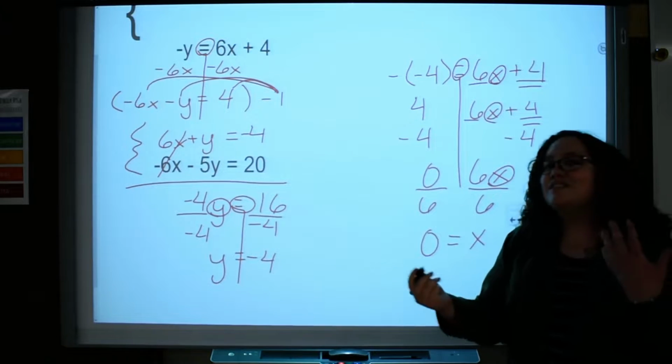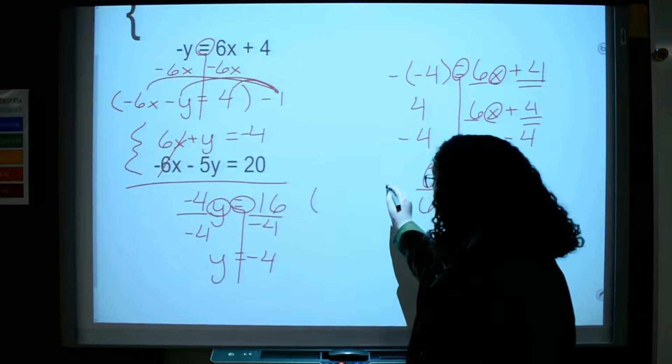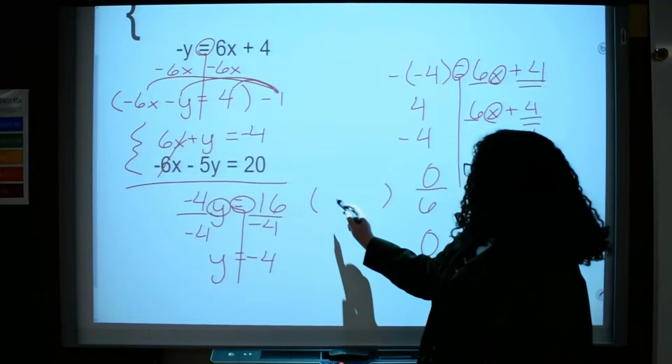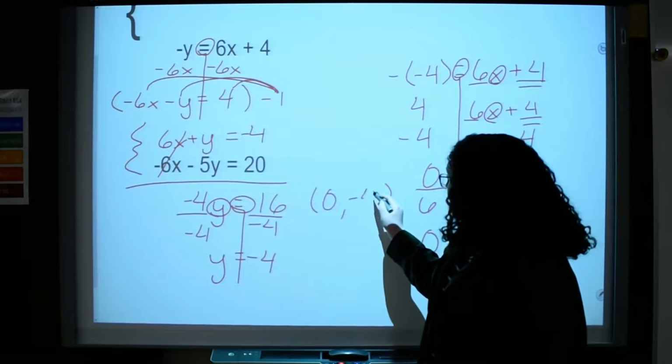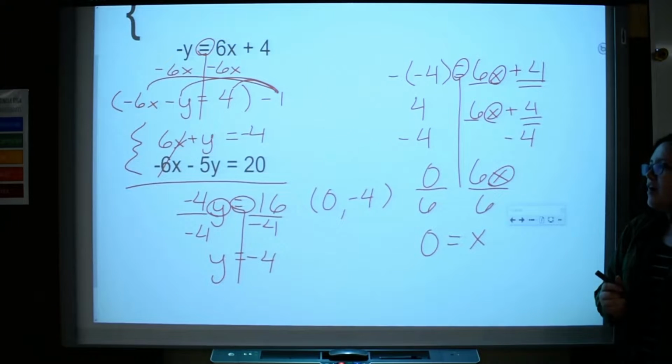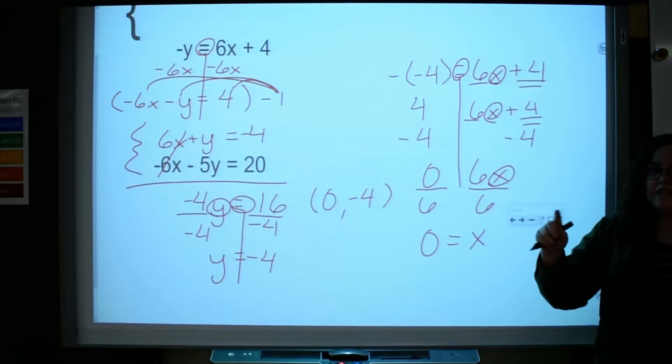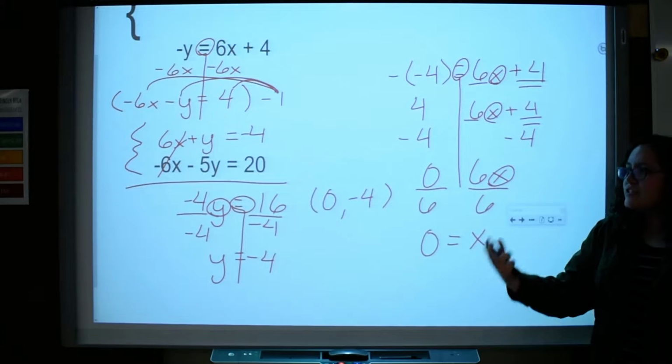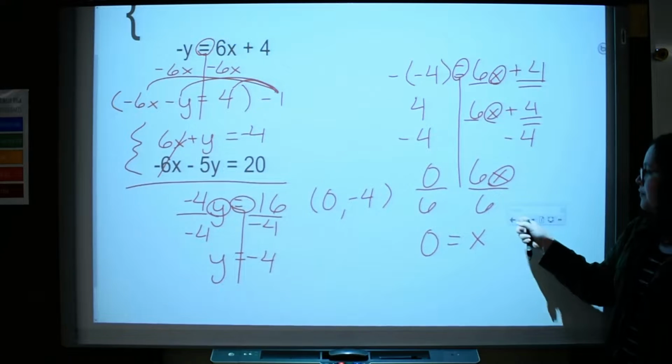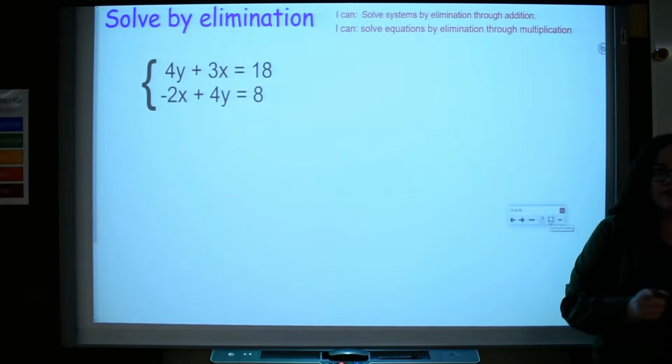No, we still need our answer as an ordered pair. Remember the x comma y, so I've got 0, comma, negative 4. Now we've got our answer. So sometimes we need to rearrange the equation first, then use some elimination. All right, go ahead and pause this one and try on your own.